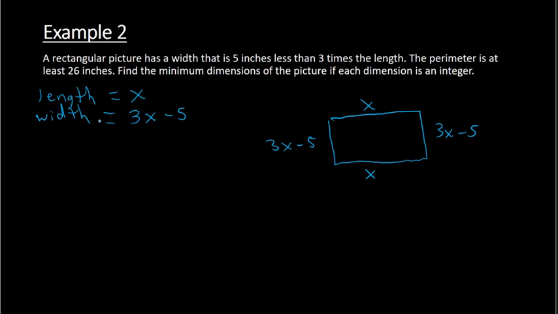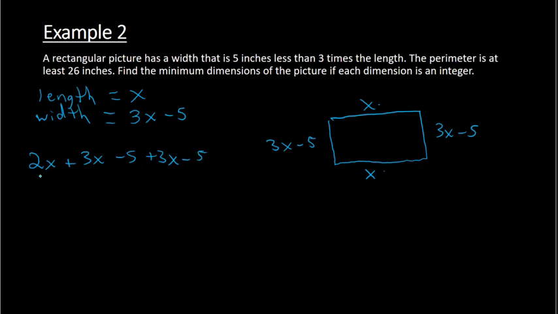Alright, so we have our setup, we have our picture, now we can create our inequality. It says here the perimeter is at least 26 inches. So first of all, perimeter. Perimeter is the distance around, right? So the distance around we find by adding all these side lengths together. So if I do x plus x, that gives me 2x. Right, x plus x is 2x plus 3x minus 5 plus another 3x minus 5.